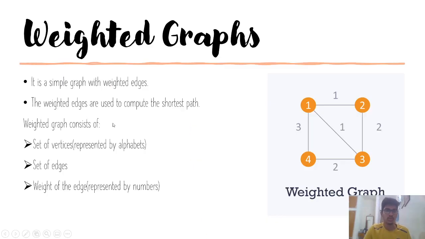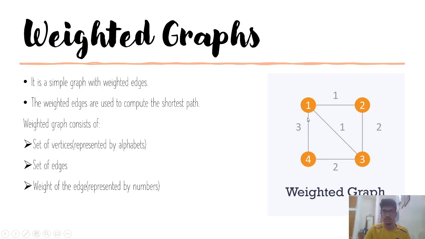So now coming to what weighted graphs are. A weighted graph is a simple graph with weighted edges. The weighted edges are used to compute the shortest path. A weighted graph consists of a set of vertices, which is generally represented by alphabets, but in this diagram which I took as an example, it's represented by the numbers 1, 2, 3 and 4, which are circled and marked in yellow. And then we have a set of edges.